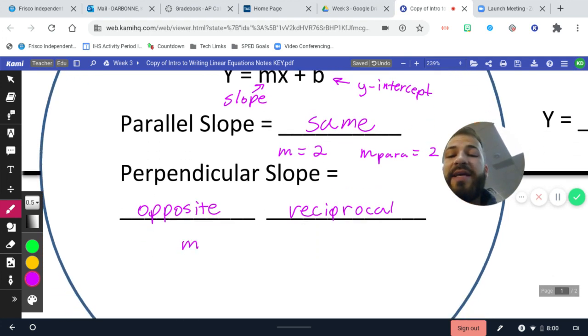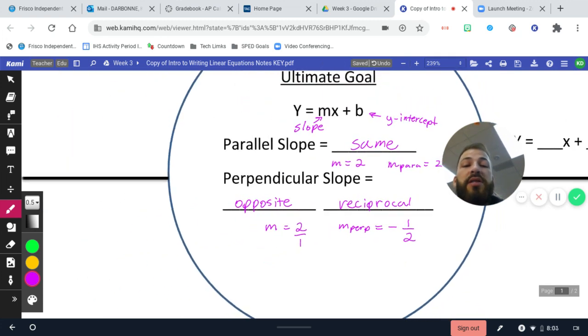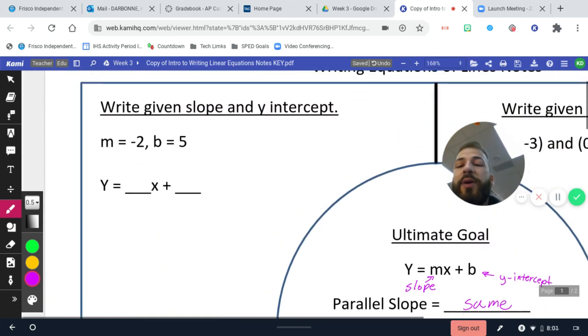Same idea, if my slope is 2, then for my perpendicular slope, I take the opposite, so it changes from a positive number to a negative number. If it was negative, it would change from a negative to a positive. And then I take the reciprocal. So 2 over 1 becomes 1 over 2. I just switch the numerator and denominator of that fraction. Okay, so let's actually write some equations.